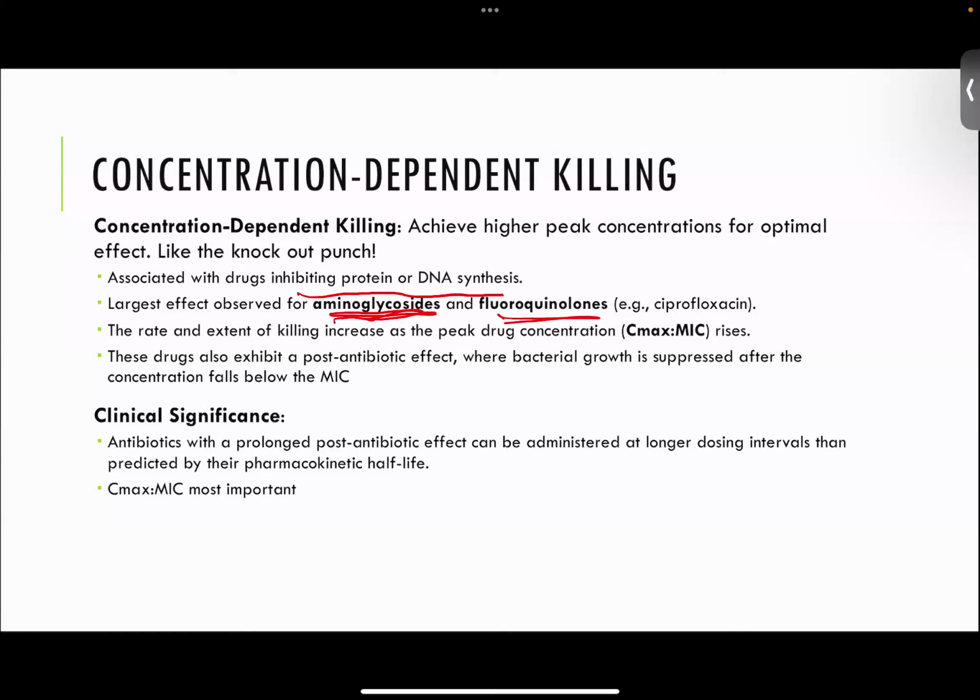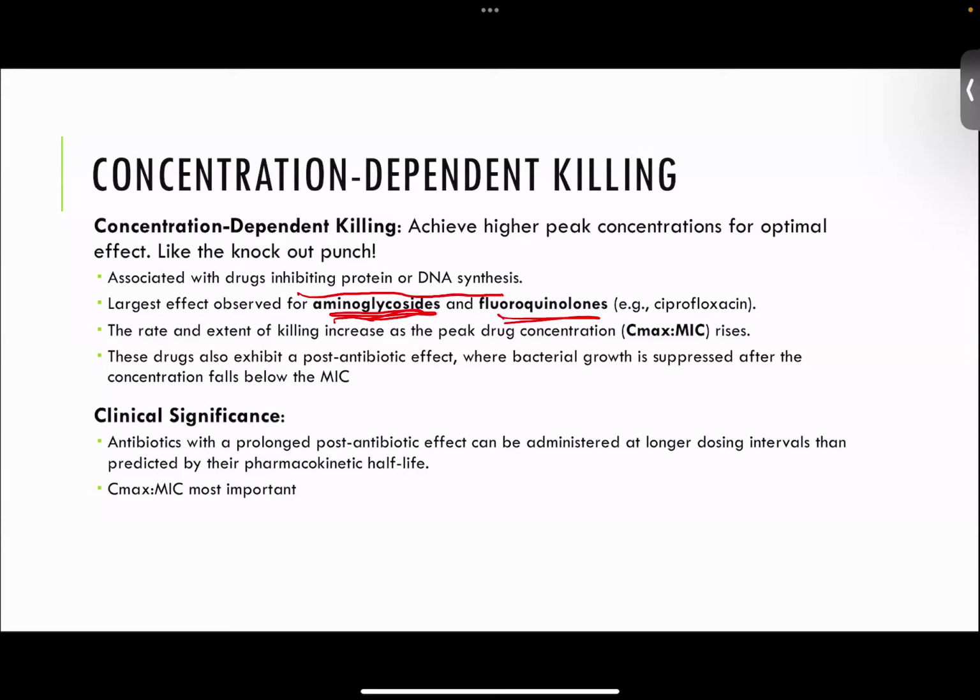Aminoglycosides are drugs like gentamicin, tobramycin, amikacin. You probably haven't heard of them unless you've worked in a hospital. We're going to talk about the aminoglycosides today. It also is seen with fluoroquinolones like Cipro. You know Cipro, I'm sure, ciprofloxacin.